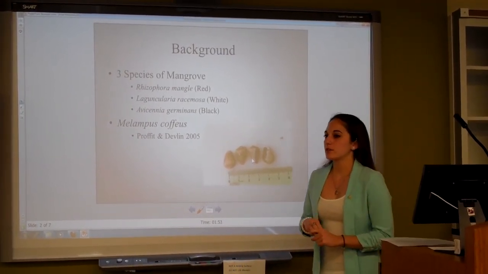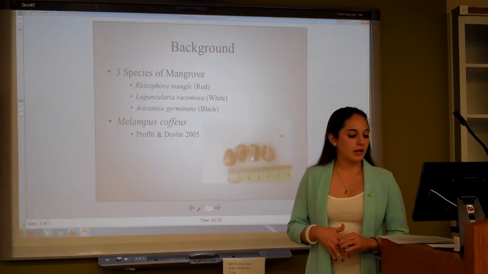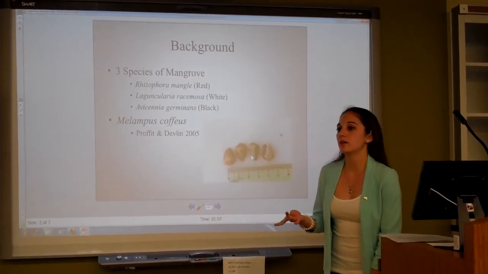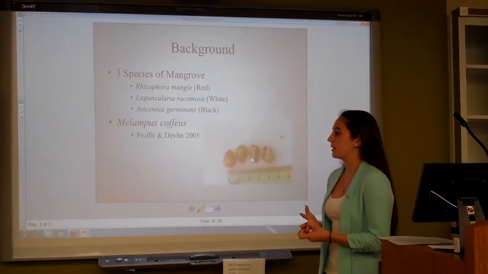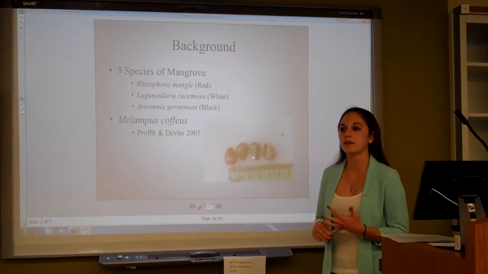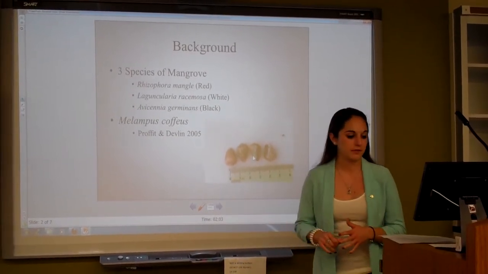During my research, I came across a paper that questioned the snail's possible influence in distribution and establishment of mangroves, and that paper was the Proffitt and Devlin paper of 2005.